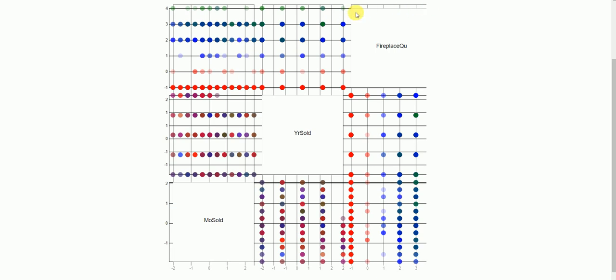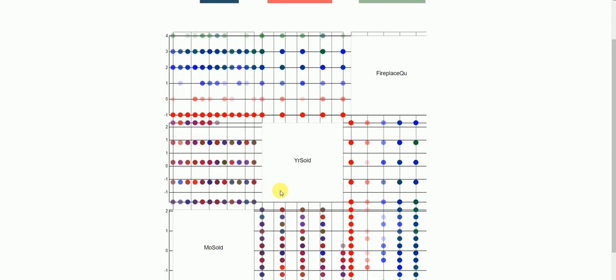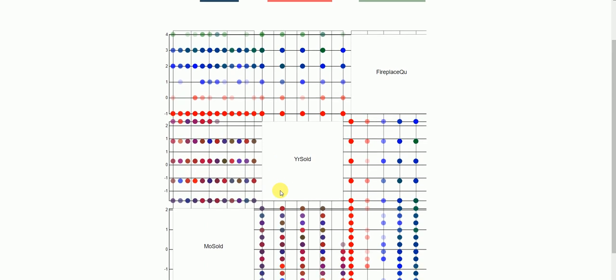However, if we look at the plots between fireplace quality and year sold, or fireplace quality and month sold, we'll see that the clusters can be visible. Here is the red one, the blue one, and the green one is here. Similarly, in fireplace and year sold, you can see the clusters are quite separable. So you can draw a conclusion that the initial clusters that were formed might be on the basis of fireplace quality. So this is how the scatter plot matrix helps us draw conclusions about the data as well.